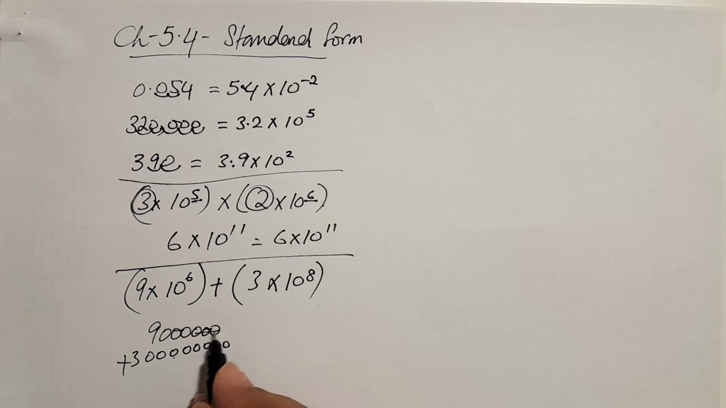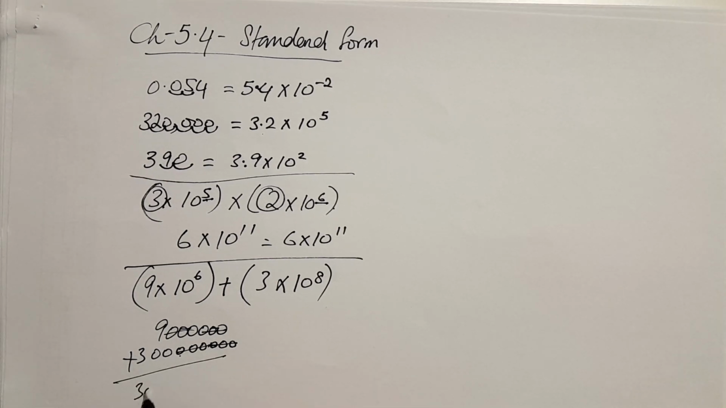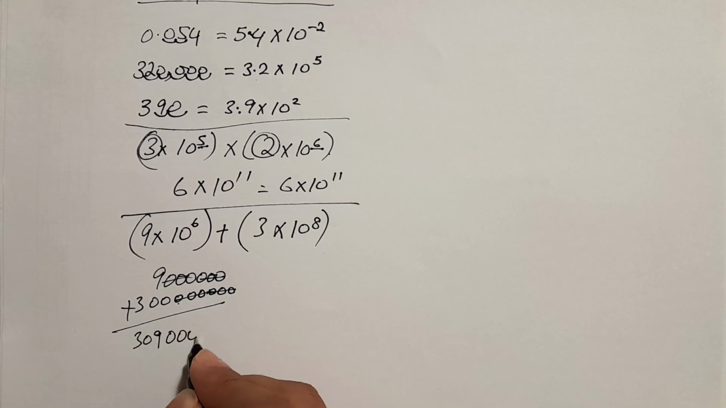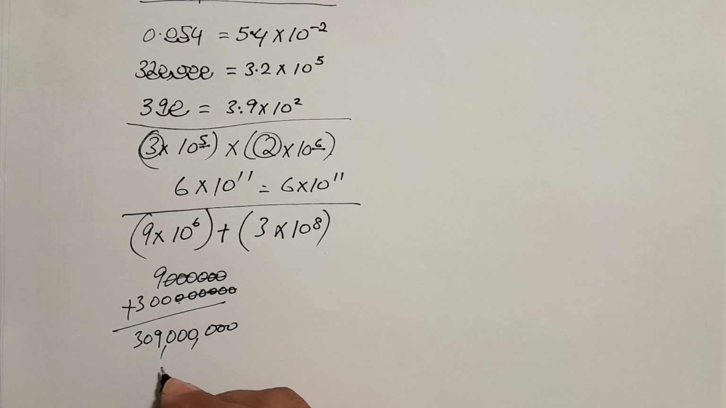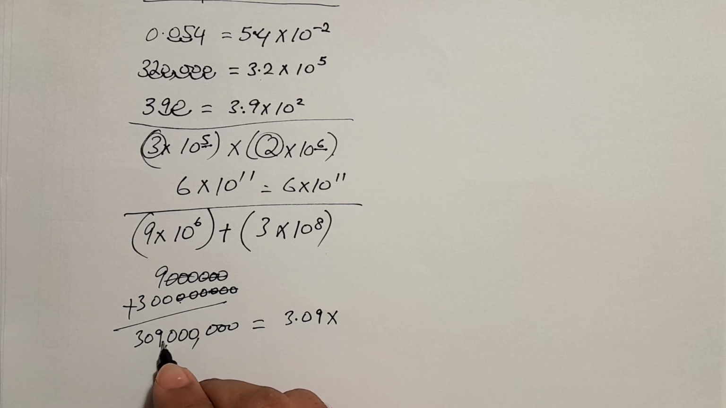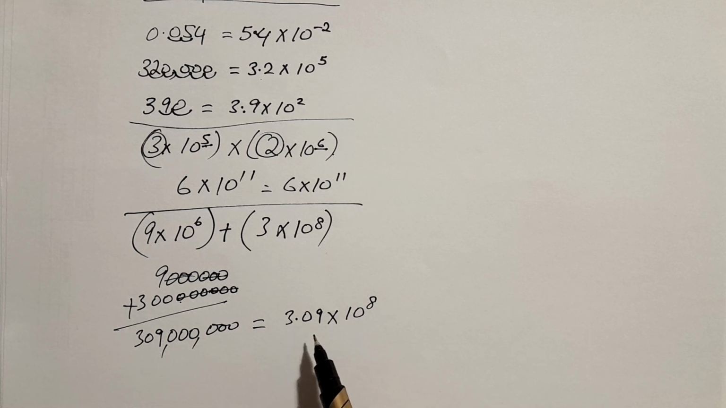So now here we have 3 and 3. So 9 plus 300 will be 309, and then 2 times 3 zeros. So here, like this. Now we have this, which is 309 million. Now we will write this as standard form, which will be 3.09 multiplied by 10 to the power of 8. So this is how we will do it.